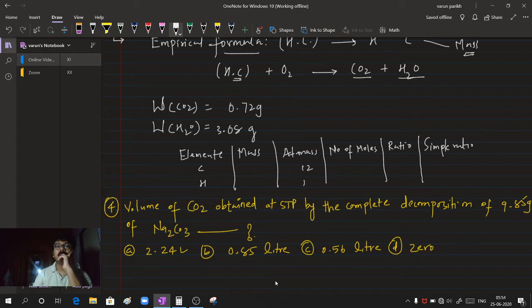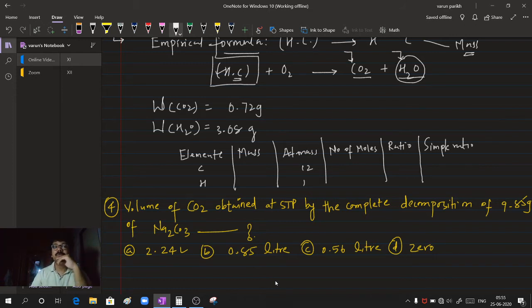So we require the masses because we know this is 12 and this is 1. Here we have to apply the law of conservation of mass. On the left hand side, the hydrocarbon is the only one that contains carbon and hydrogen. On the right hand side, carbon dioxide contains carbon, and nobody else contains carbon. In the same way, water is the only one which contains hydrogen. There is no other product having hydrogen in it. That means whatever the mass of hydrogen in water is, that will be the mass of hydrogen in the hydrocarbon, as per the law of conservation of mass.